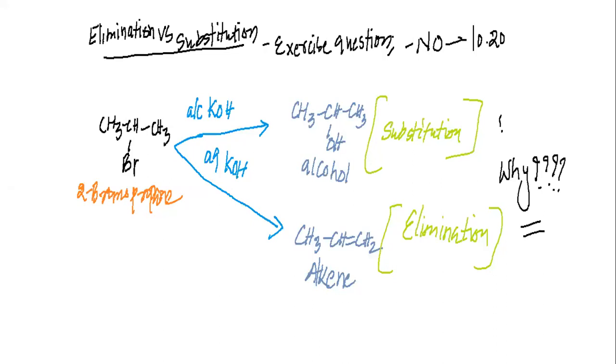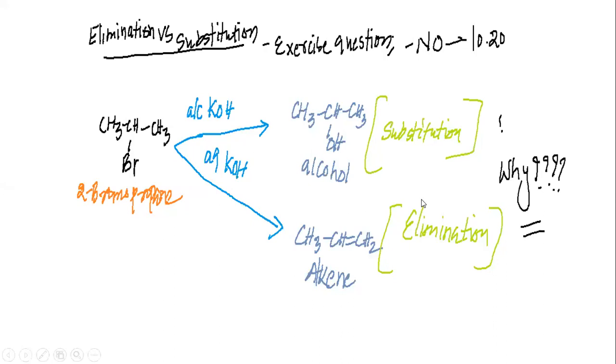When the 2-bromopropane undergoes the reaction with the aqueous KOH, this alcohol is obtained as a product. But when 2-bromopropane undergoes the reaction with alcoholic KOH, alkene is the product that is obtained, and this happens under the elimination reaction.